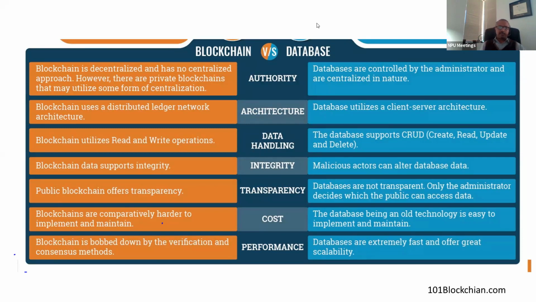And the cost is a little bit expensive when it comes to the blockchain, especially if you are using proof of work. The database has been here for a long time, so there are so many variations, and it's really cheap compared to the blockchain. On performance, it's slow for the blockchain because of the consensus concept where all the nodes have to sync and agree. The database is extremely fast, and there is a lot of scalability offered. So this is just to make sure that everybody sees and understands the difference between the two technologies.